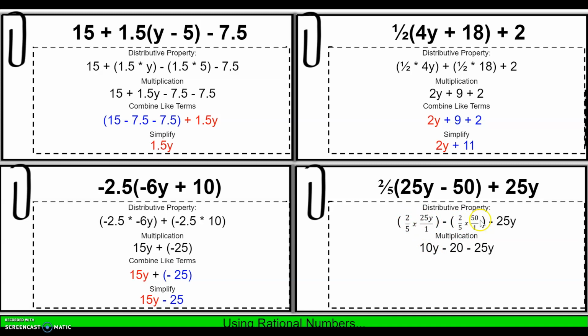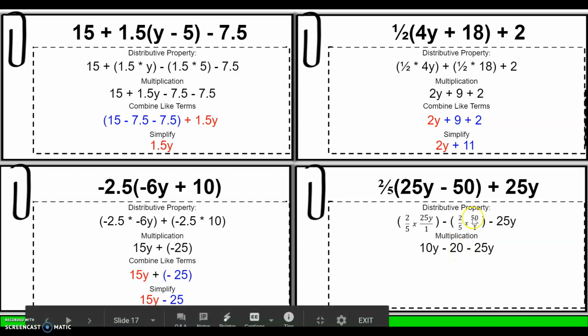So when I do 2 times 50, that's 100. 5 times 1 is 5. 100 divided by 5 equals 20. That's how I'm getting these numbers. I need you to notice this. That's where you're multiplying a fraction by a whole number. You put that whole number over 1.